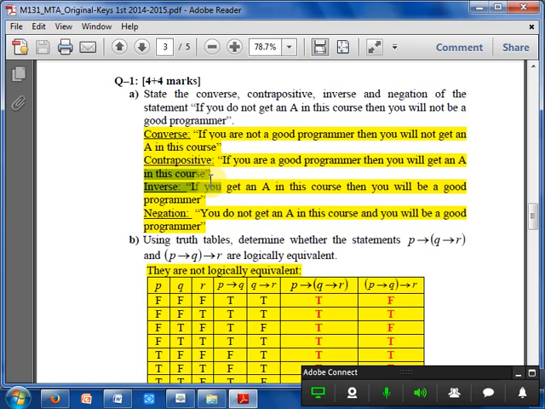So contrapositive, opposite, yeah. Not of the converse. Okay. Clear?